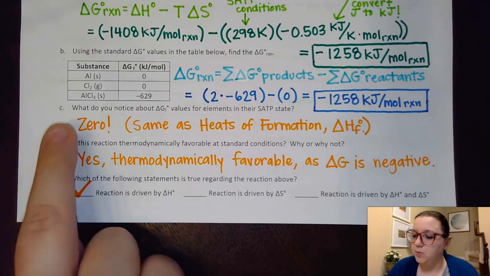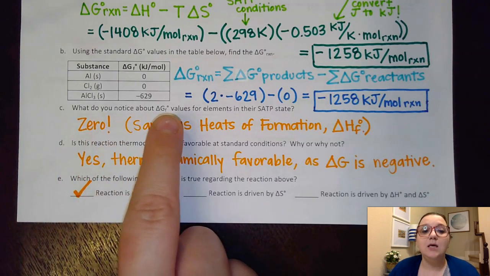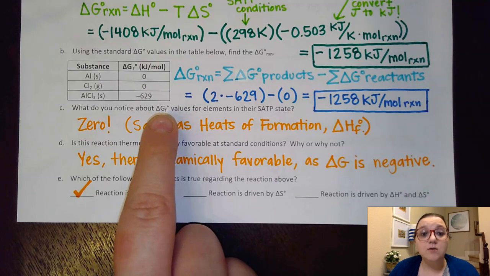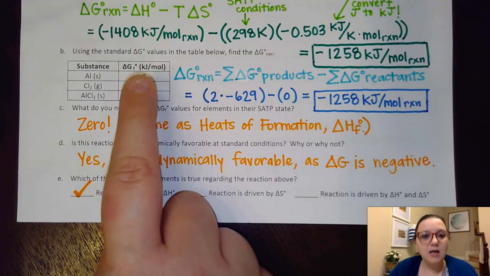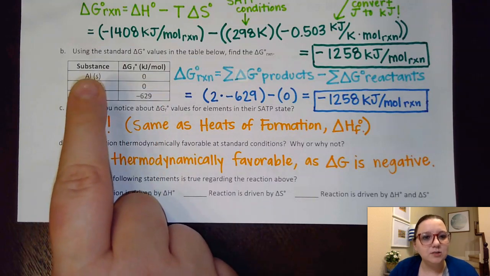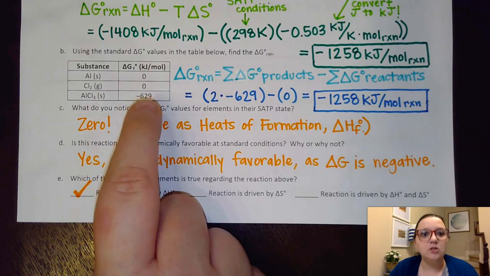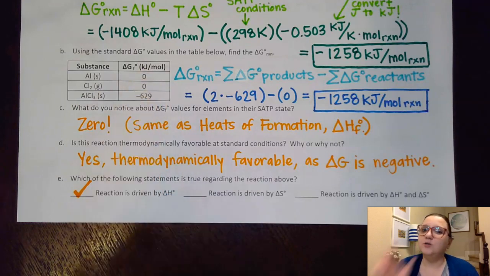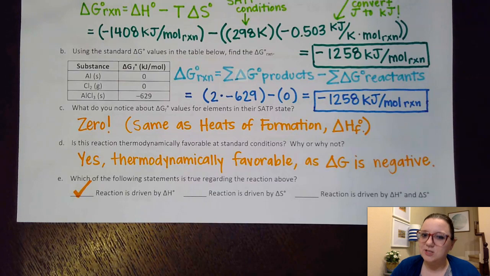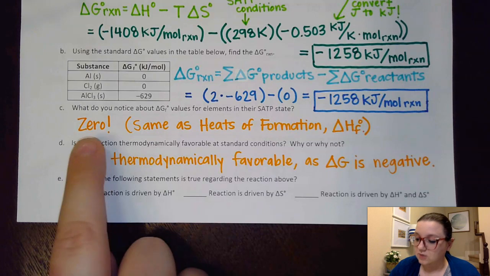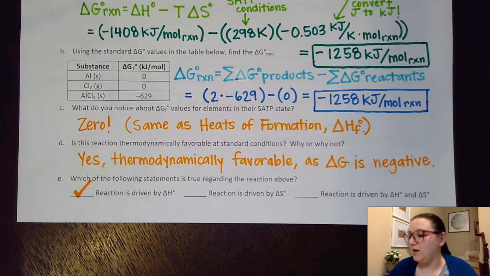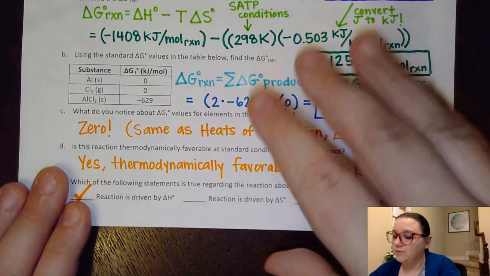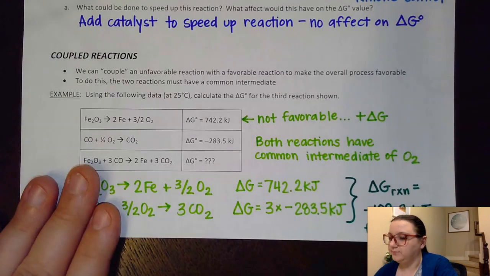Now, one last thing I'm going to point out on this one, it says, what do you notice about the Gibbs free energy formation values for the elements in their SATP state? So looking up here, again, those elements that were in their standard state had a Gibbs free energy formation value of 0. So just like we saw with heats of formation, elements in their standard state should have a Gibbs free energy formation value of 0 as well. So something kind of interesting to point out there. All right, let's go ahead and look at a few more calculations on the next page.